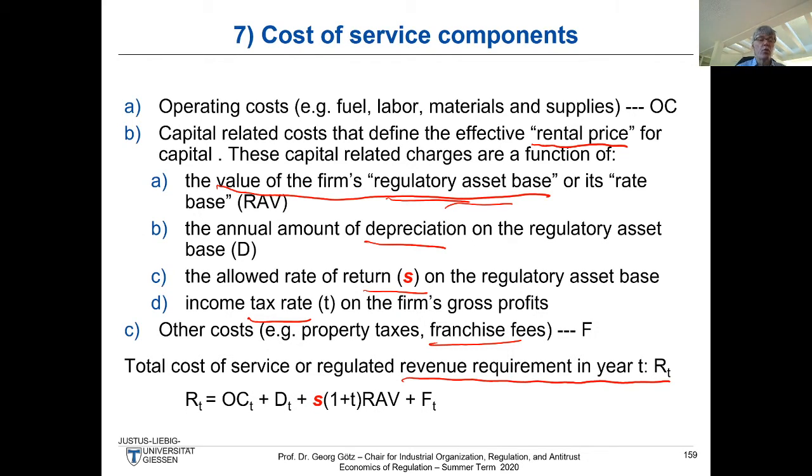And here it is in slightly more formal terms: the total revenue you need. This would be your Erlösobergrenze, which is what we just saw on the homepage of the Bundesnetzagentur. It's made up of the operating cost, the depreciation, your allowed rate of return, or your capital cost, plus some other franchise cost or Konzessionsabkommen and so on.